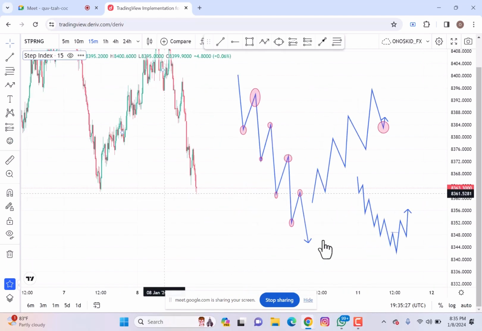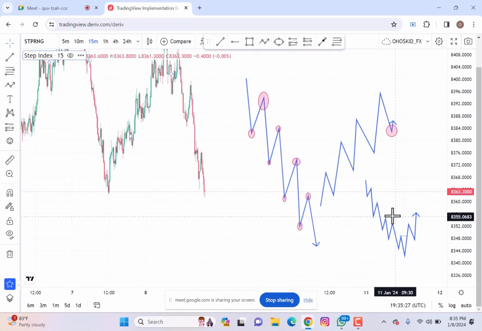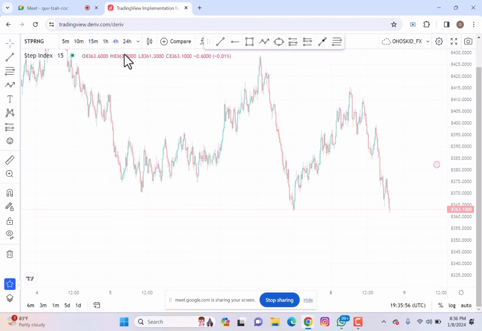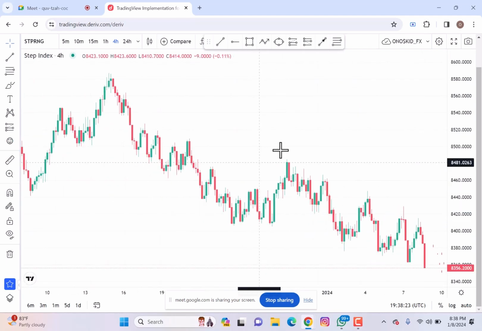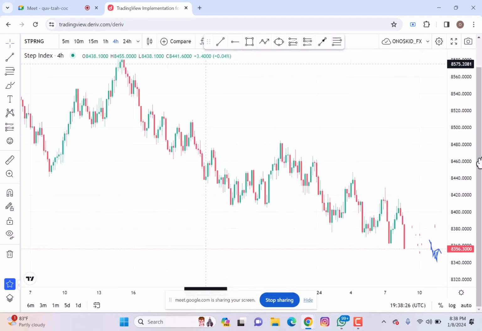Now let's look at the live chart application of it. Let me go to the 4 hour to check what this market is doing. Okay, so this is the 4 hour time frame of this particular chart.